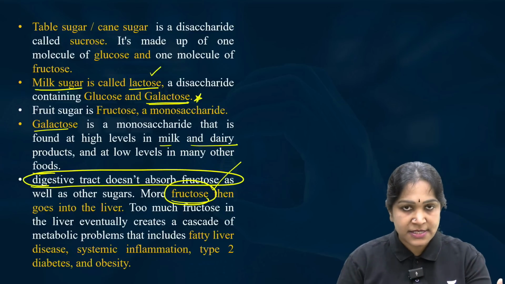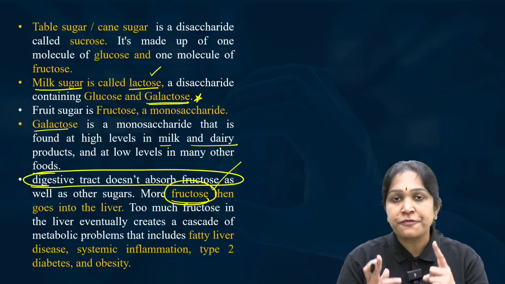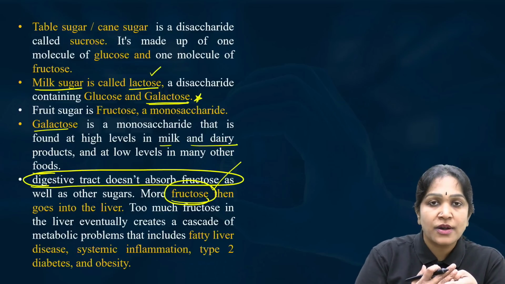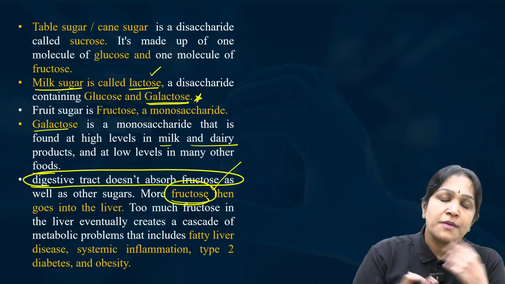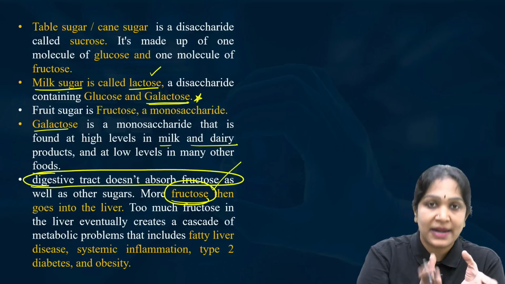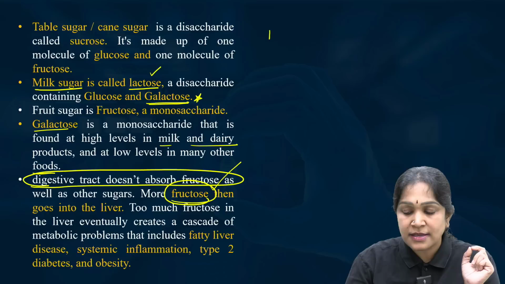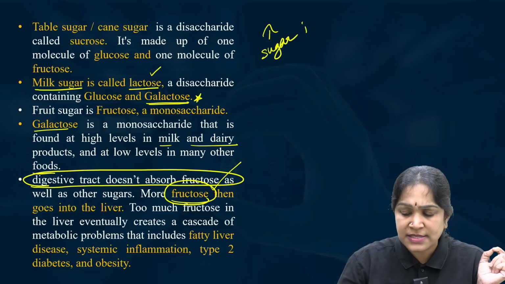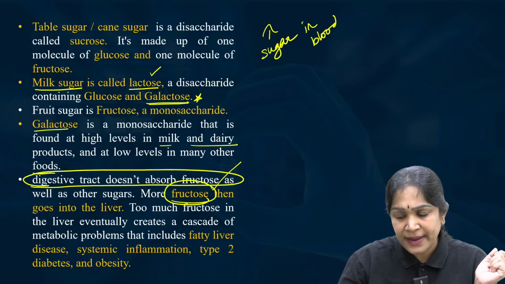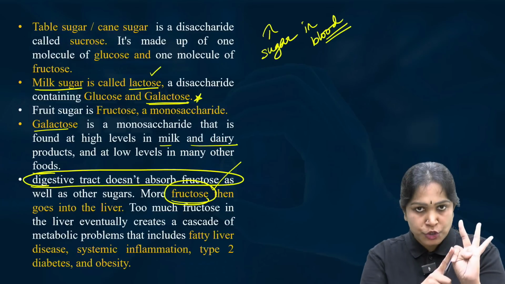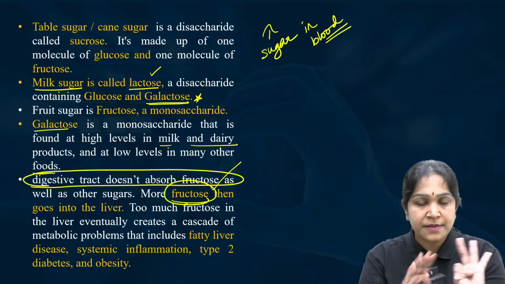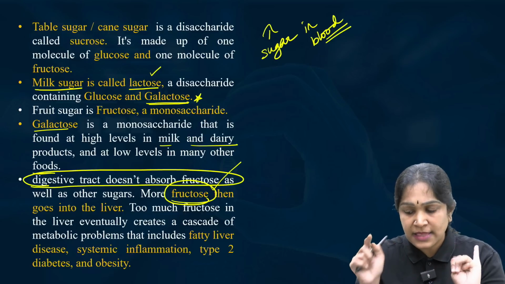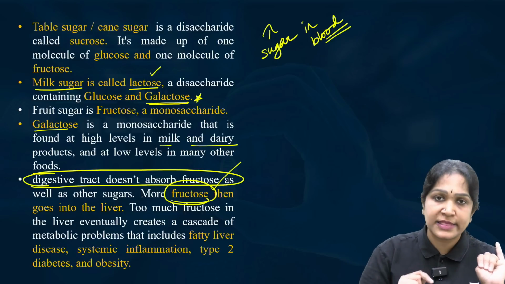Our digestive system cannot digest or absorb the fructose. When the digestive system cannot absorb the fructose, what happens? More fructose levels will be there in the blood, so it will increase the sugar levels in the blood. I repeat, fructose, fruit sugar, our digestive system cannot absorb it, which means its levels will increase in the blood, which means more sugar in the blood.